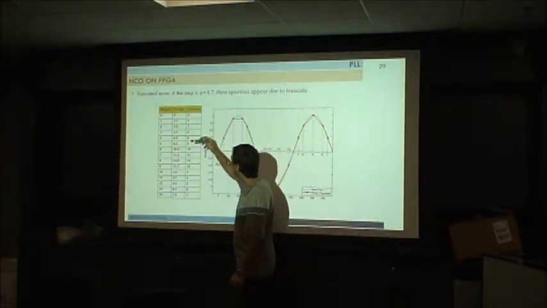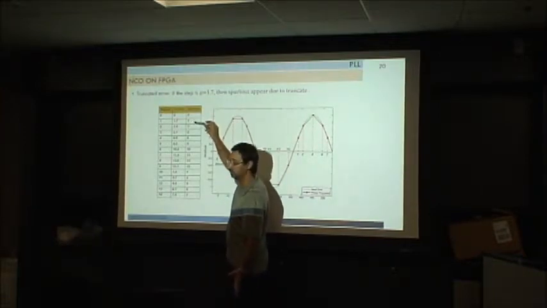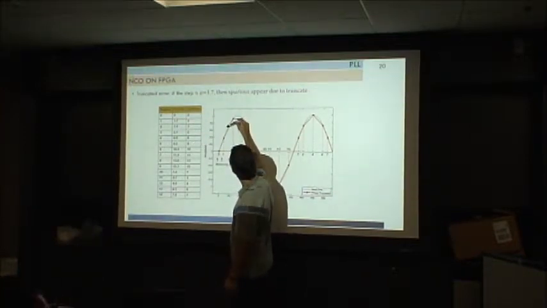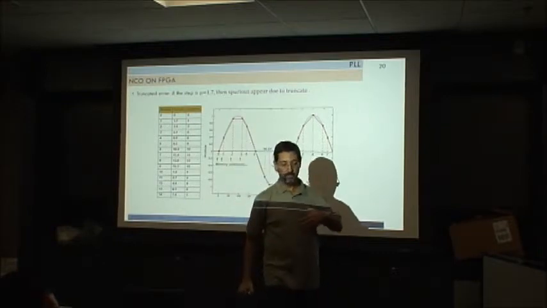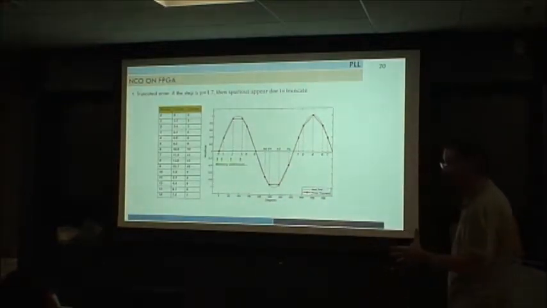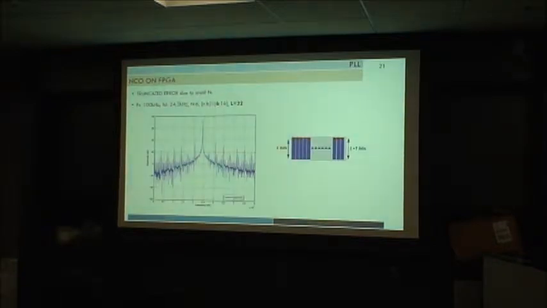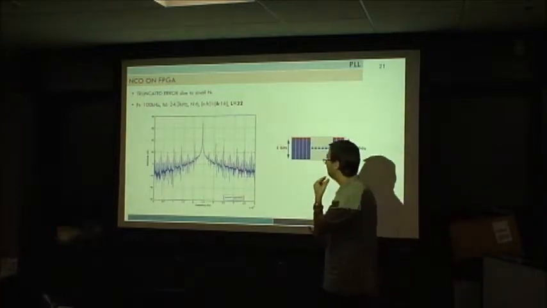Because we are reading 0, 1, and what happened with 2? We are not reading 2. So we are missing some value here. Again, that will create spurious frequencies, so our tone will not be that beautiful. So basically, that's a truncation error. It gives us something like this.